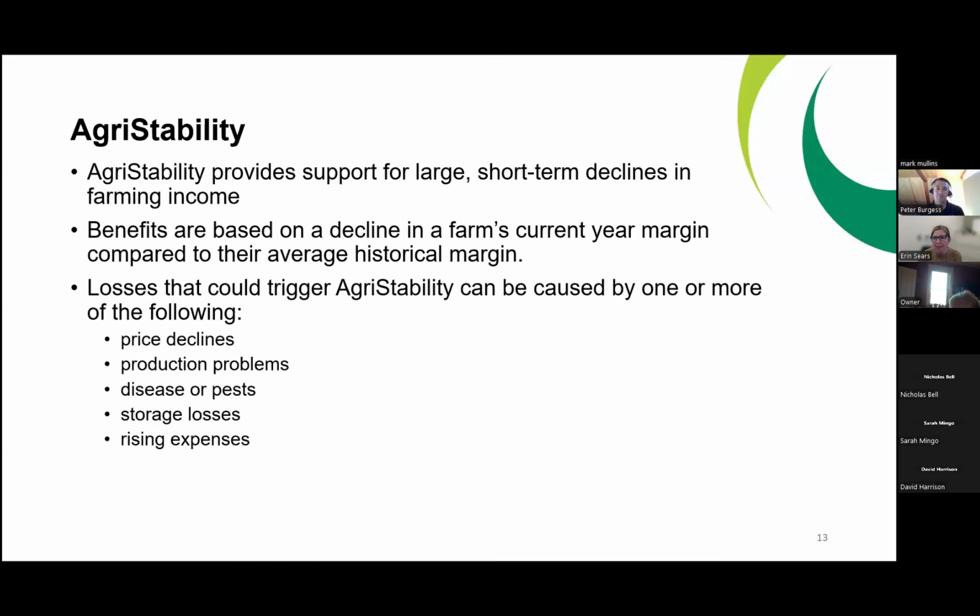With AgriStability, the program provides support for large and short-term declines in the farm's income. The benefits are based on the decline in the farm's current year margin compared to their average historical margin. One good thing about this program is that losses can be triggered for multiple reasons. So it's not as specific to a single peril like we know with a lot of insurances. It could be price declines, production problems, disease or pests. It can also include storage losses or a rise in expenses.